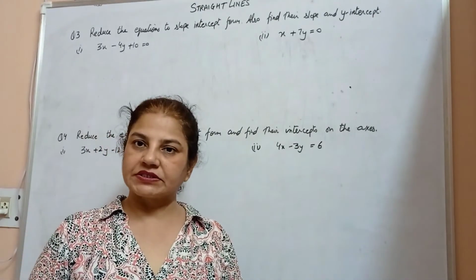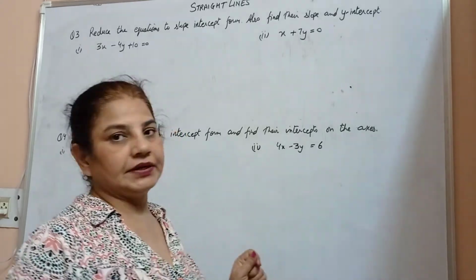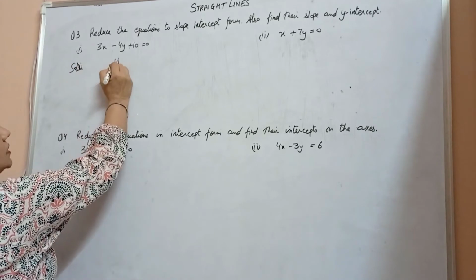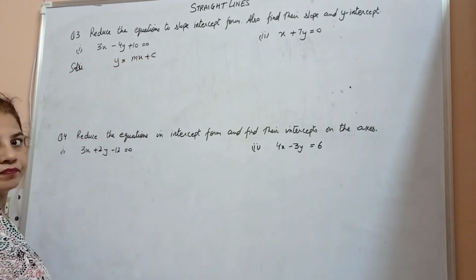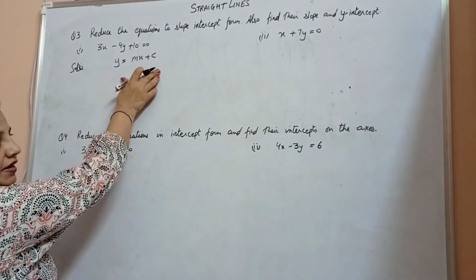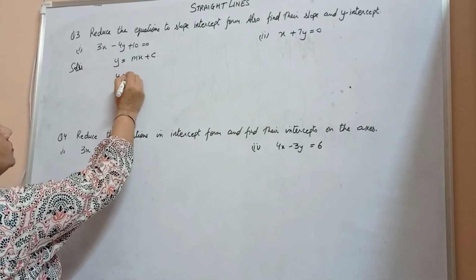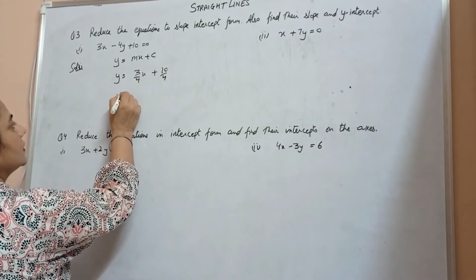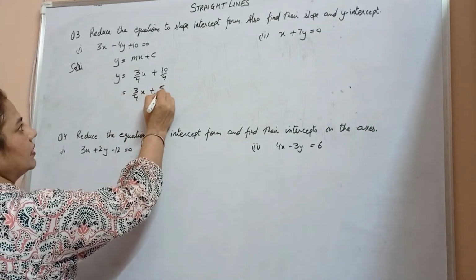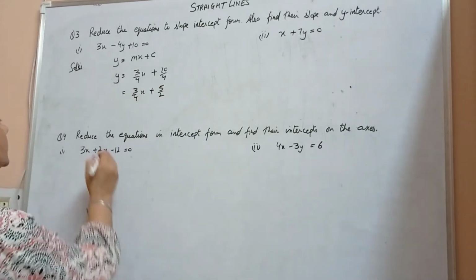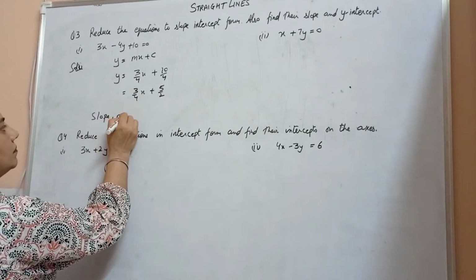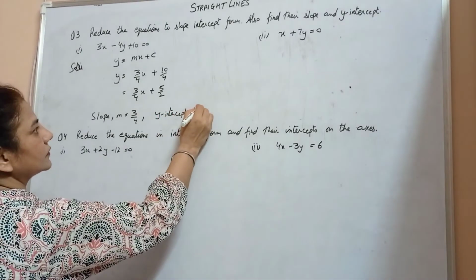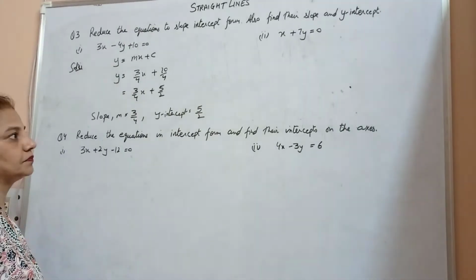Reduce the equation in slope-intercept form and find their slope and y-intercept. Slope-intercept form means we have to write the equation in the form of y is equal to mx plus c. So if we reduce this equation in the form of y is equal to mx plus c, it gives us y is equal to 3 by 4x plus 10 by 4, so we say 3 by 4x plus 5 by 2. When we talk about the slope, the slope m is equal to 3 by 4 and the y-intercept, the constant term, is 5 by 2.